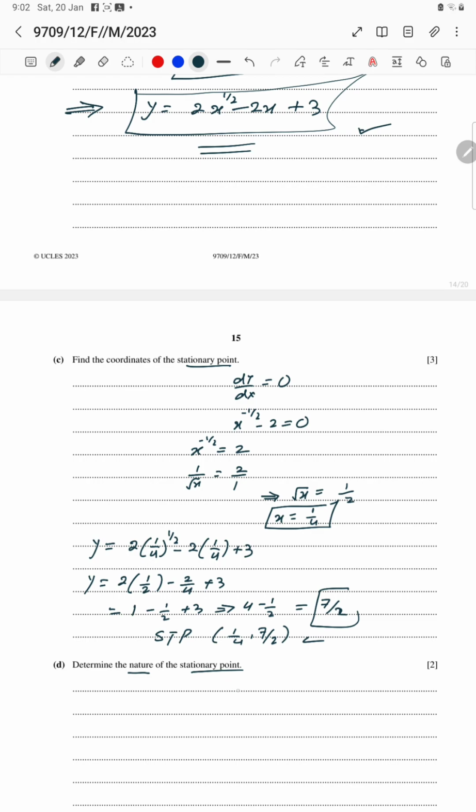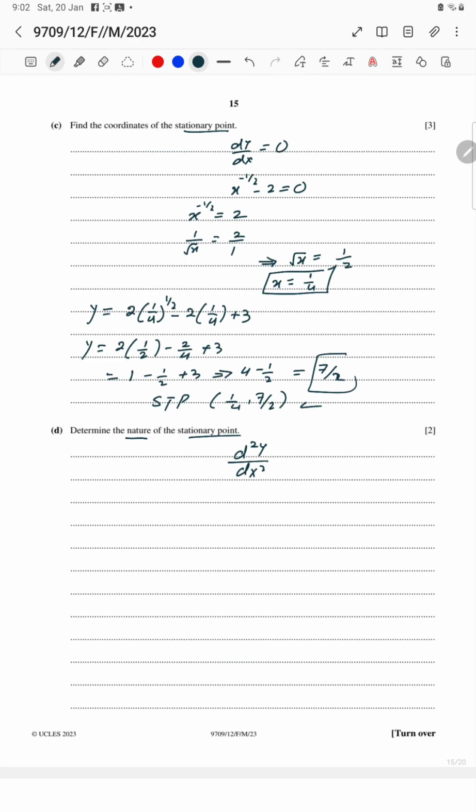And then the nature of the stationary point. For nature, we have to find the second derivative, and then replace the stationary point inside it and apply the conditions to define the nature, as we are doing here. Here d²y/dx² will be from the given curve, because dy/dx was given as x^(-1/2) - 2. So again we differentiate it.